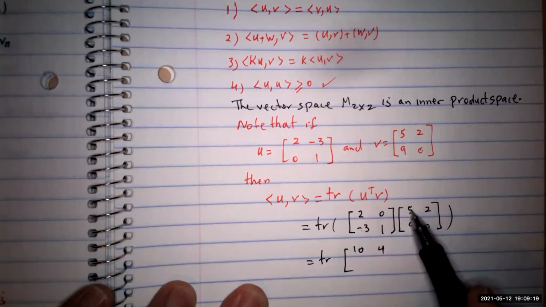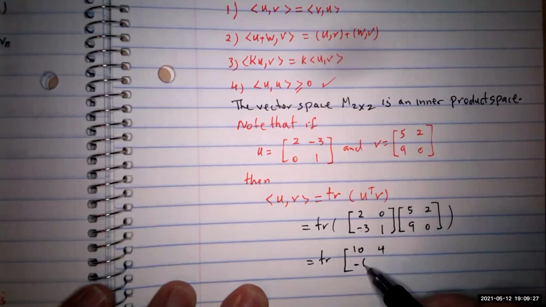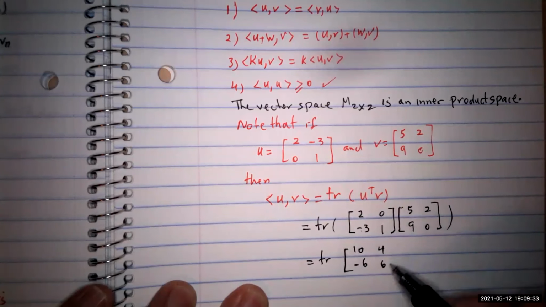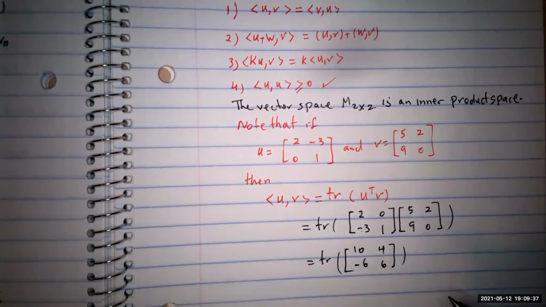Okay, if you multiply this one, negative 15 and 9, that gives you negative 6. And if you multiply this, negative 3 times 2, that gives you negative 6. So if you get the trace of this matrix, you must get the numbers. Okay, I'll just check it again.